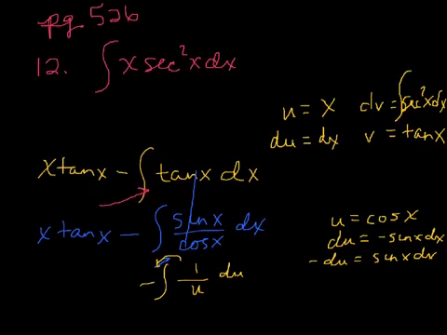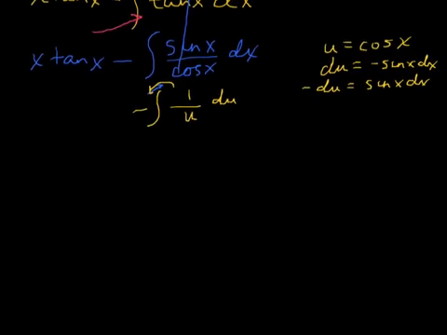So this one is minus natural log of u, and then u is equal to cosine of x. So if I write the whole problem, it's x times the tangent of x. Now, I've got to be careful here. I had a negative right here, subtraction. And then I took out a negative. Those two negatives make a positive. So it's plus the natural log.